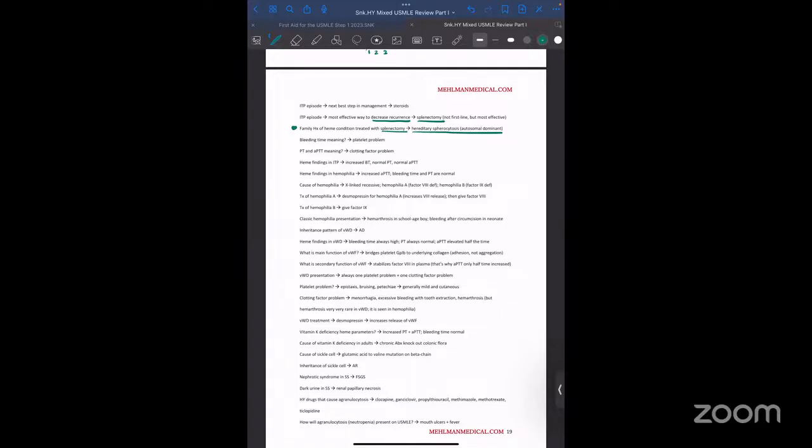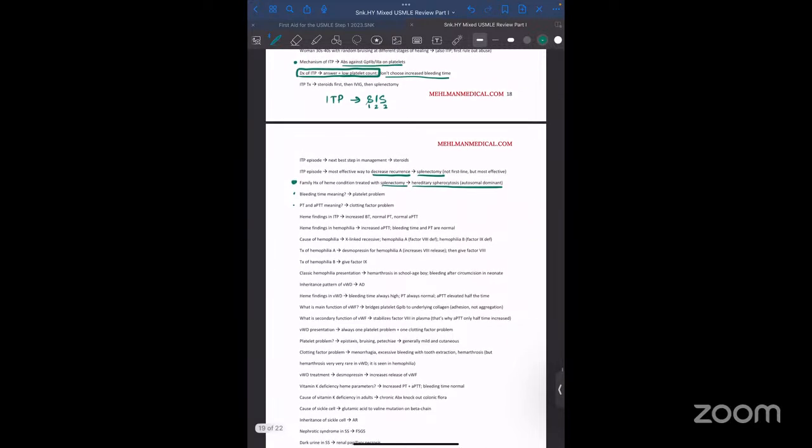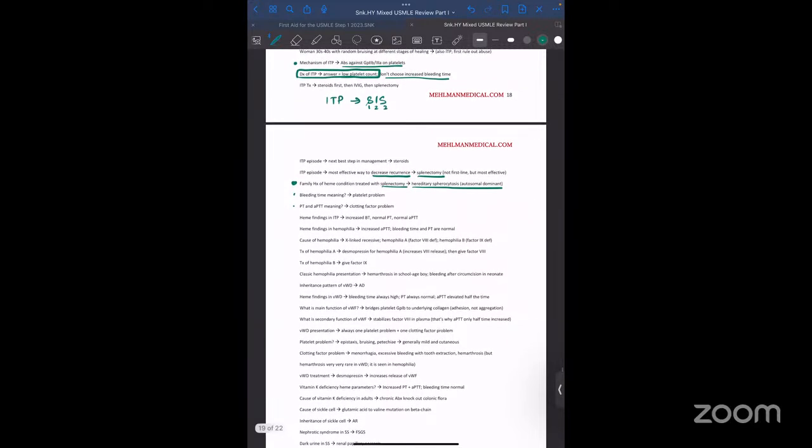Bleeding time, meaning it's a platelet problem. PT and APTT, meaning clotting factor problem. Yes. Heme findings in ITP: there is increased bleeding time. Normal PT and APTT. But for diagnosis, don't say increased. Don't choose increased bleeding time. More specific is low platelet count.